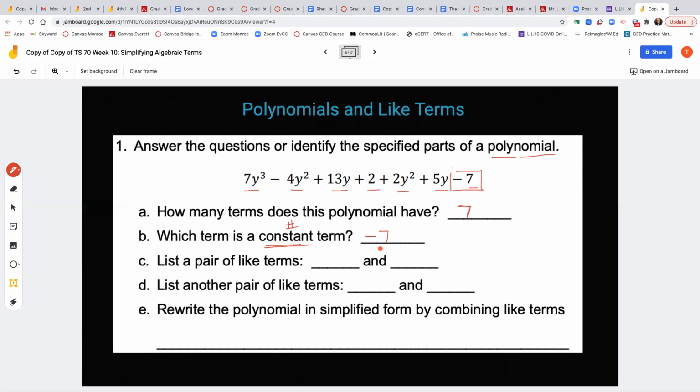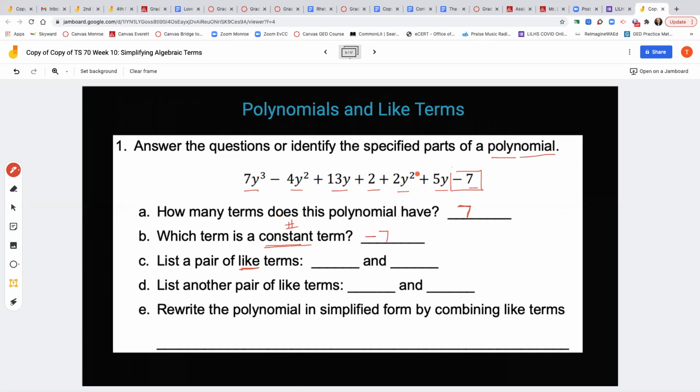It's constant, okay? List a pair of like terms. So now they want some like terms, okay? So let's look up here. I got 3y to the third minus 4y squared. Those are different because squared and third. Plus 13y plus 2 plus 2y squared.